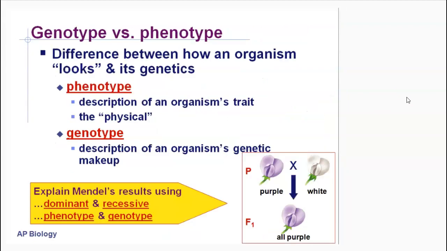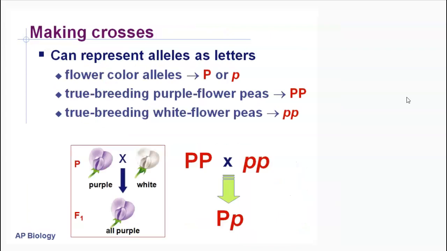And so one thing, another flashback to some vocab would be genotype versus phenotype. Phenotype is what it looks like. Genotype is the actual genetic makeup. Okay, and so we're going to get into the difference with this in just a second.